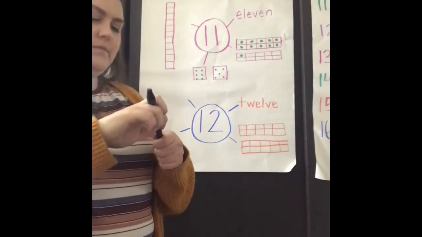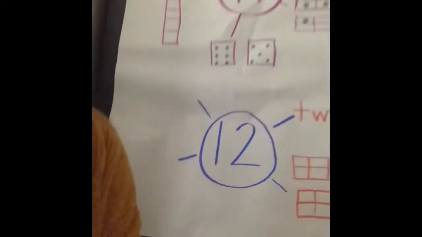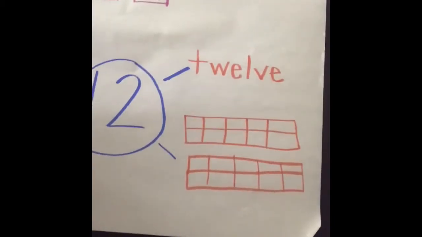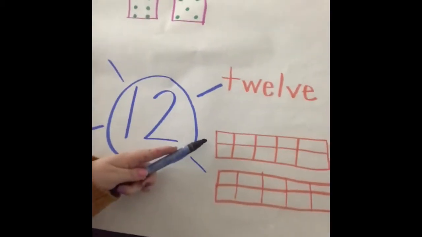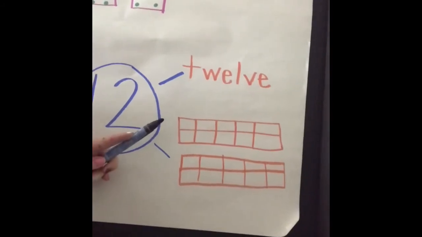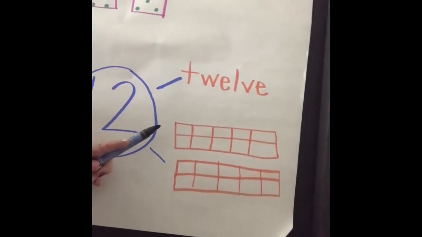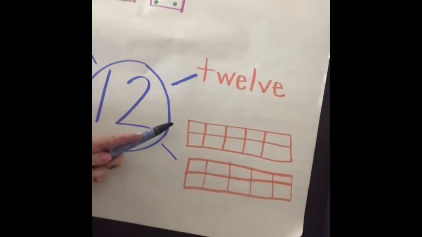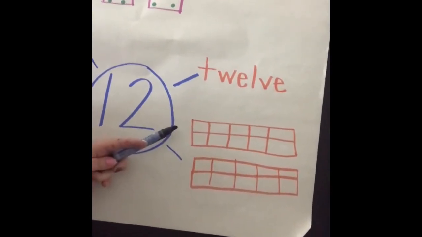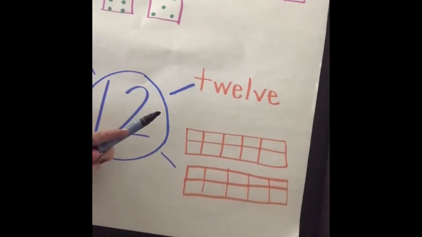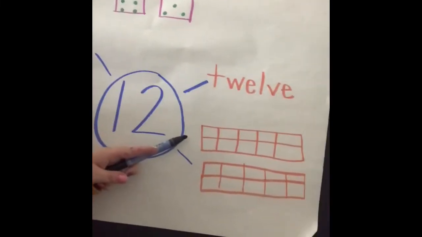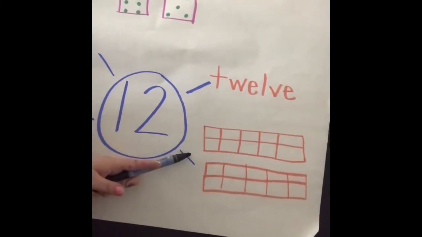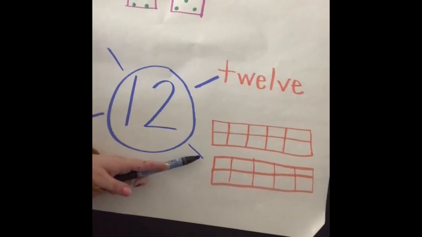I'm going to get a little closer here. How many squares are on 1 10 frame? 10, right. So to get 12 dots, do I need to count 1, 2, 3, 4 all the way to 12? Or could I know that 1 10 frame has 10 dots and then I can count up to 12? Let's try that way. Here we go.